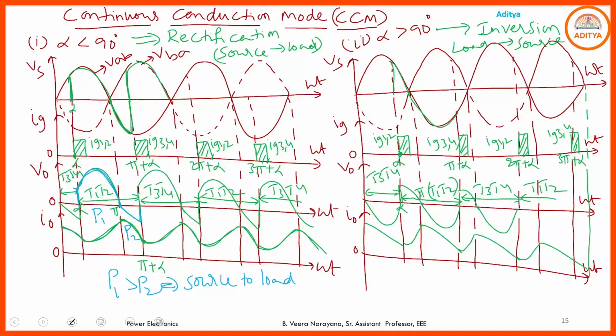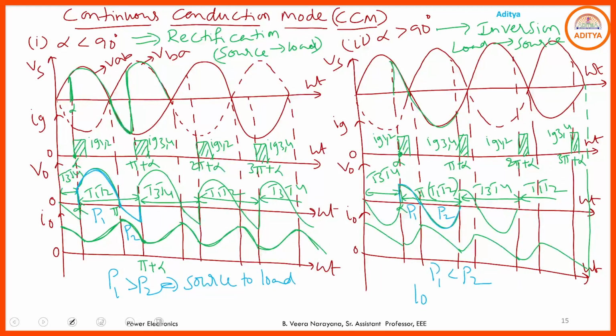Similarly, if you go through alpha greater than 90 degrees, from alpha to pi, only a small amount of power is transmitted from source to the load, and from pi to pi plus alpha, a large amount of power is transmitted from load to the source. Out of this, P1 is less than P2, so the resultant power is negative.